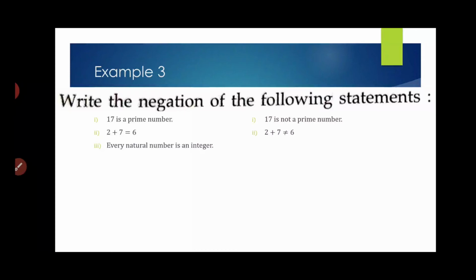Next, every natural number is an integer. So your negation will be every natural number is not an integer, or you can write not every natural number is an integer. So taking care of the grammar part, the English part, is completely up to you. Now this is definitely not an English class, so you can be a little bit liberal with what you write, but definitely it should be grammatically correct.